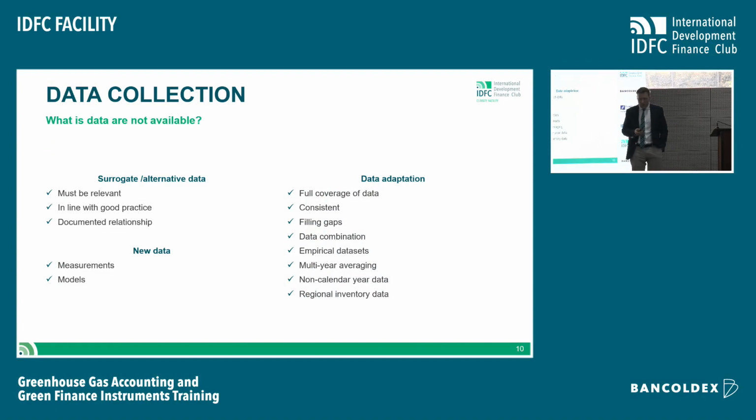What if we don't have the data? What if the client doesn't provide us with tons of CO2, for example? Then, of course, we need to use what's called surrogate or alternative data. You need to remember that they must be relevant, they must be in line with good practice, and you need to document the source of it for the transparency and for the auditing. Because it might be the best piece of data, but if you don't have supporting documents, it is worthless, unfortunately.